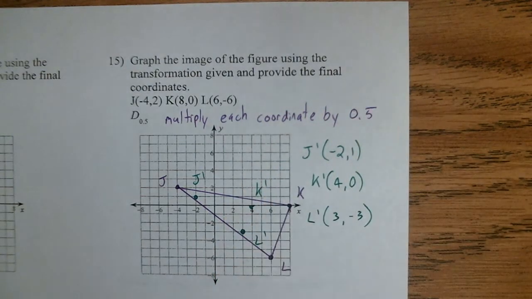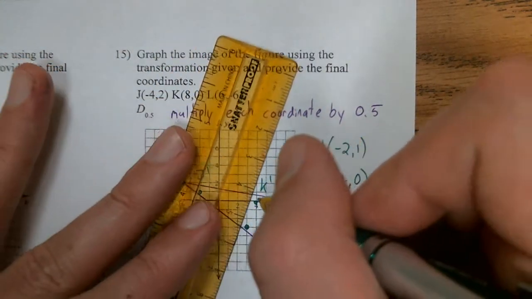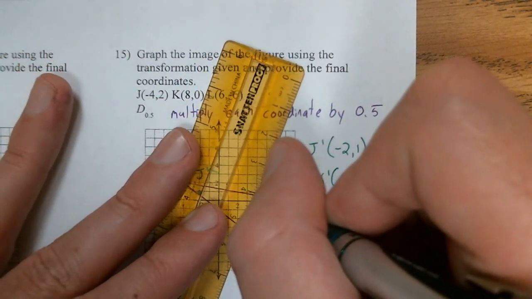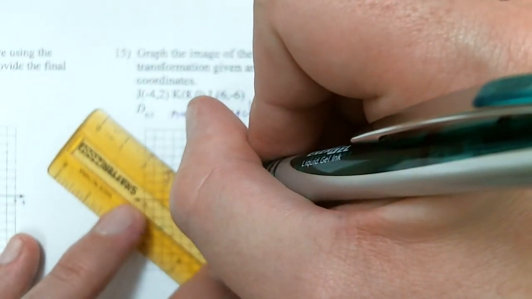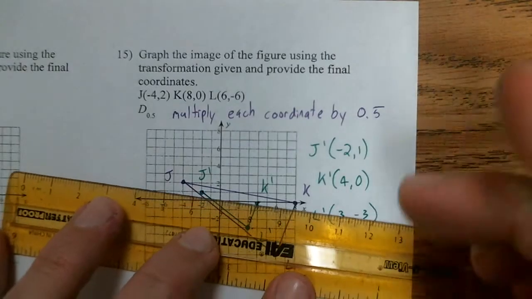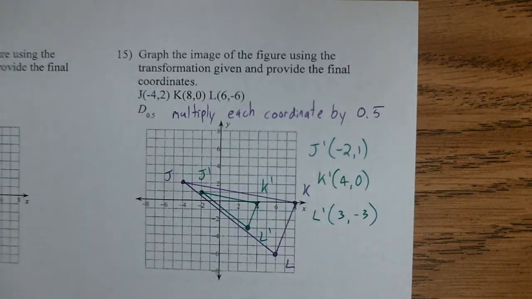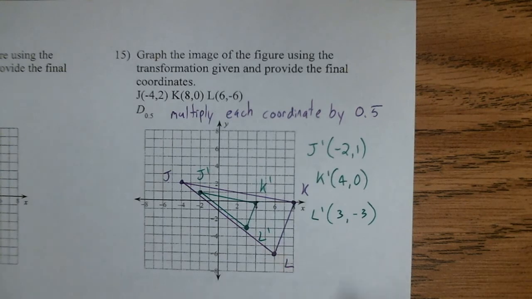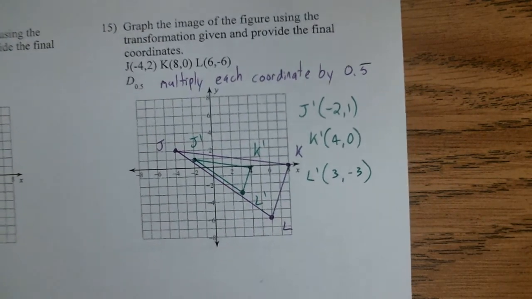will be L prime. And as anticipated, I'm dilating by a scale factor of 1/2, so I anticipate my image getting smaller. So this triangle should be half the size of my original triangle. Okay, so that looks right. Shape stays intact. We're just enlarging or reducing our figure.